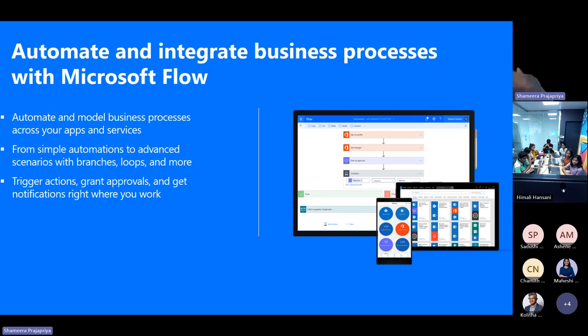So, automate and model business processes across your apps and services. From simple automation to advanced scenarios with branches, loops, and more. Trigger actions, grant approvals, and get notifications right where you work. So basically, say as an example, in this scenario, when the invoice is ready at the end of the month, if you want to notify the users who are working in finance, you can send an email, you can send a Teams notification. Likewise, these kinds of things you can do through Microsoft Flows.